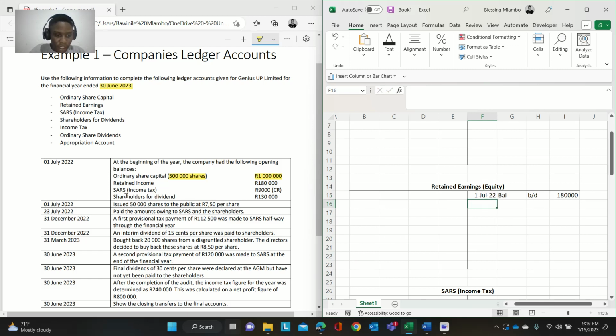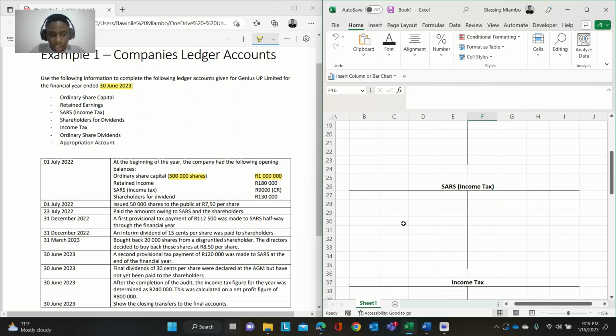Right, and then SARS income tax had a balance of 9,000, which was a credit. With SARS income tax, most of the time they'll tell you that the opening balance is either a credit or a debit. What does it mean? When you have a credit balance, it means that you owe SARS money. Remember we said this account is a liability account, meaning that liabilities increase on the credit side.